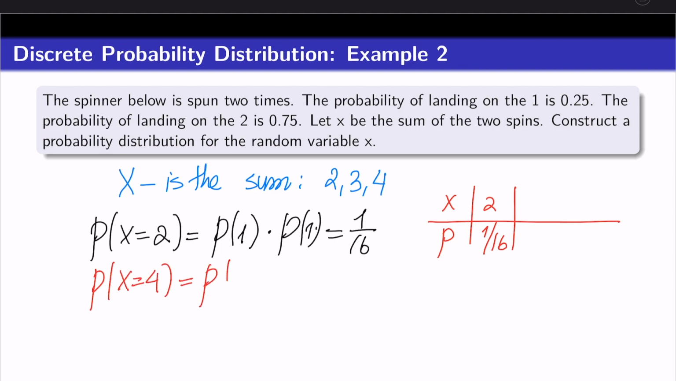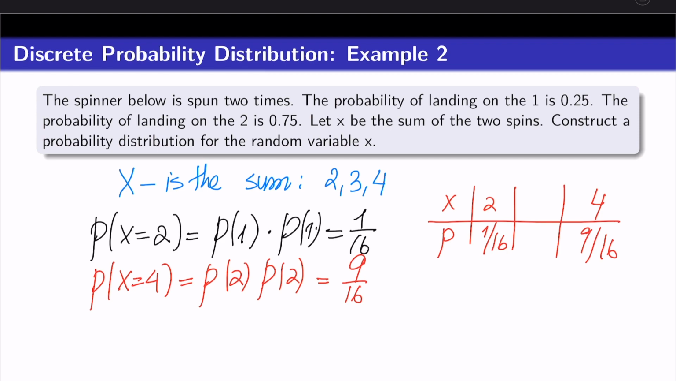In this case, it is the same as when you get the 2 in the first trial, when you rotate this first time, and 2 in the second trial. So in this case, the probability is going to be equal to what? 9 over 16. So the probability of obtaining 4 is 9 over 16.